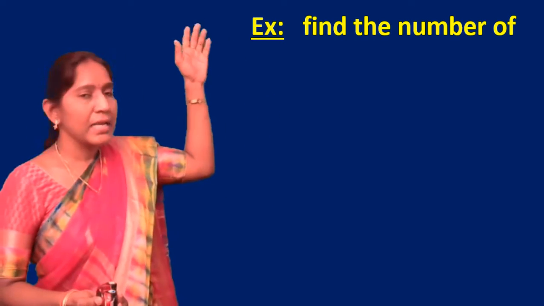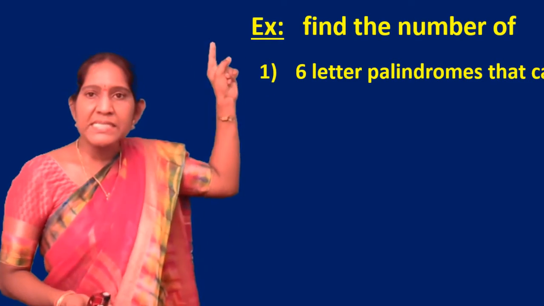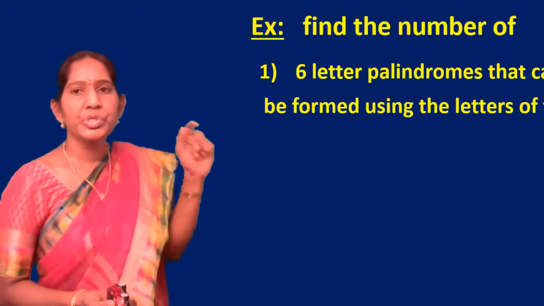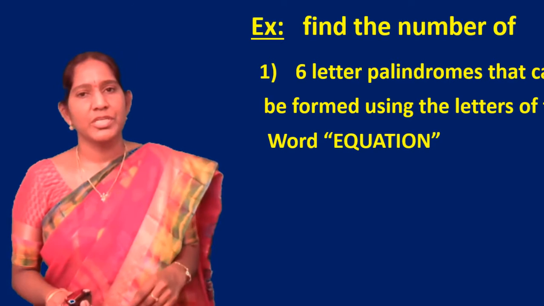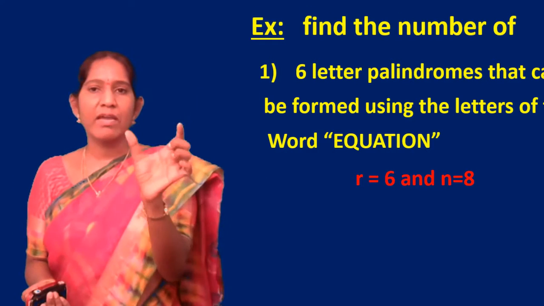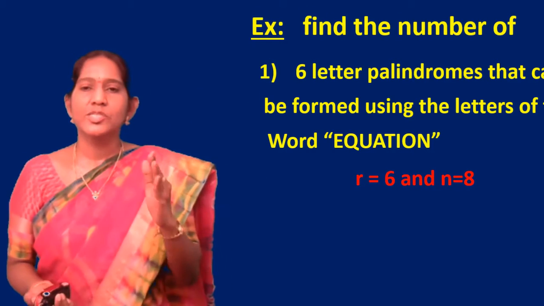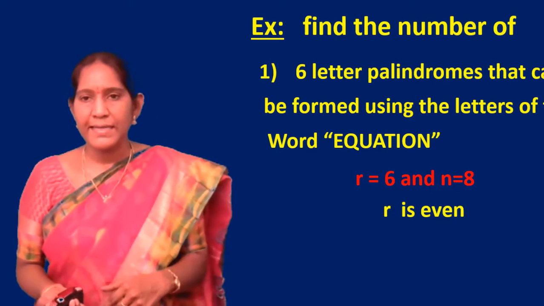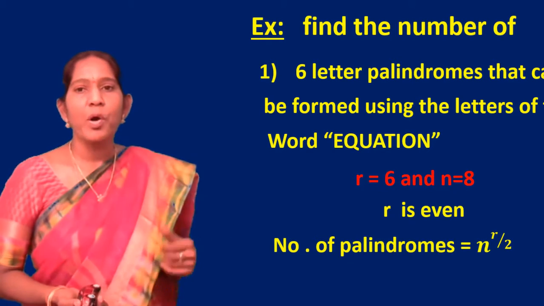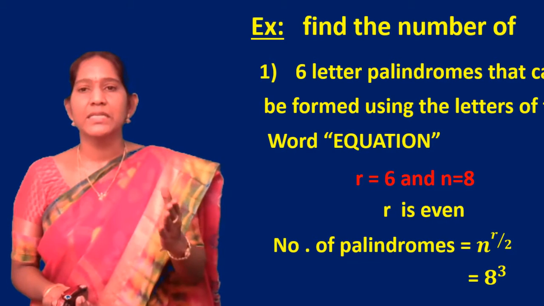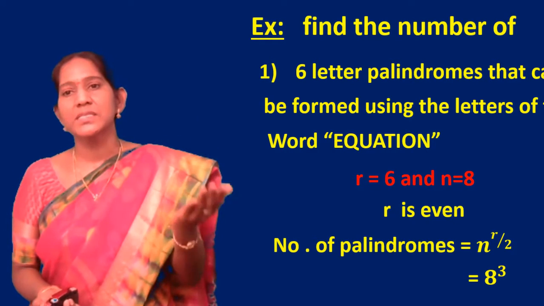Example: find the number of 6-letter palindromes that can be formed using the letters of the word EQUATION. Here r equals 6, and the word EQUATION contains 8 letters, so n equals 8. Here r is even, so the number of palindromes is n to the power r by 2, that is 8 to the power 6 by 2, which is 8 to the power 3, so it is 8 cube.